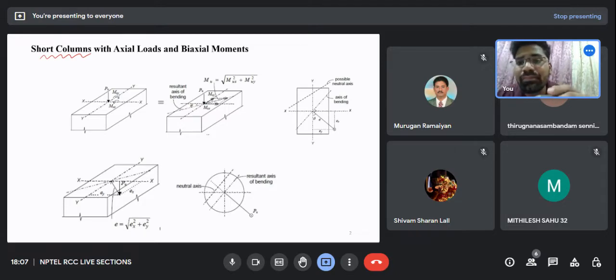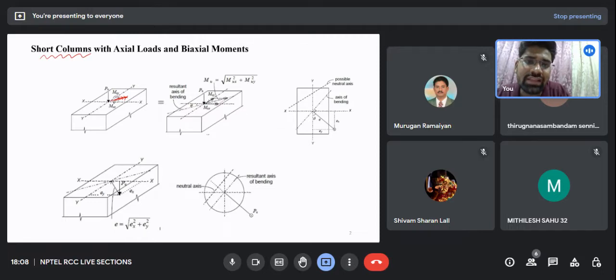So now I have subjected Mux and Muy, two moments, and one axial load acting at the center. So I have one axial load along with two moments. So what will I say? Now this cross section is subjected to biaxial moments and a concentrated load. Again, you can see, I can take a resultant of these moments like this. So now I can say my column is subjected to a uniaxial moment and a concentrated load, the way you can see in this diagram here. The resultant of these two moments will be lying somewhere here, with the help of the parallelogram theorem.